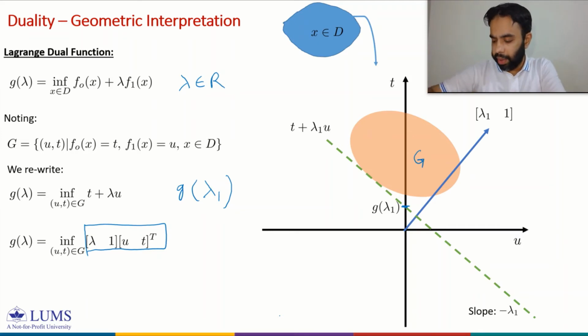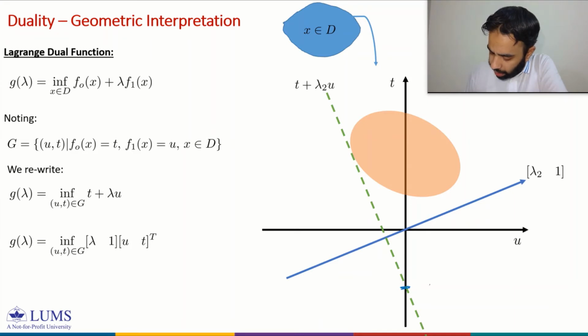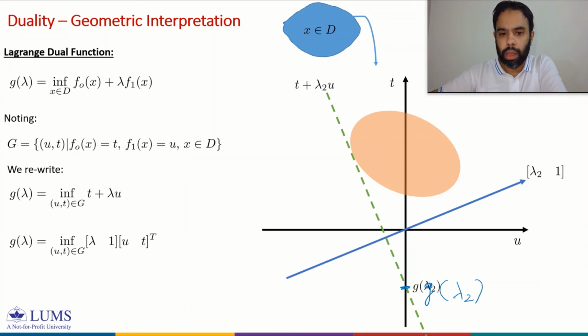So let me try to explain this in more detail. Say we take another point, lambda 2, and for this one, this green line is a supporting hyperplane, and this line is t plus lambda 2 u, and this point here is in fact the value of the Lagrange dual function at lambda 2. So this is g(lambda 2). So we erase this one.